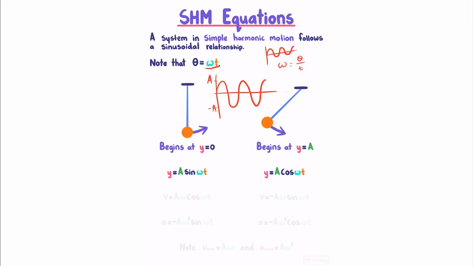The reason for this is that this graph here is a sine function, which, because sine of 0 is 0, is suitable for beginning at 0. However, if we're starting at our maximum amplitude, we need a function that starts at the amplitude, which is exactly what a cosine does. If you wanted to test this out, put into your calculator sine of 0, and you'll see that that will equal 0, whereas cosine of 0 is going to equal 1.